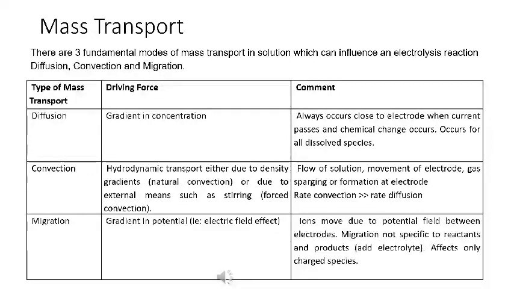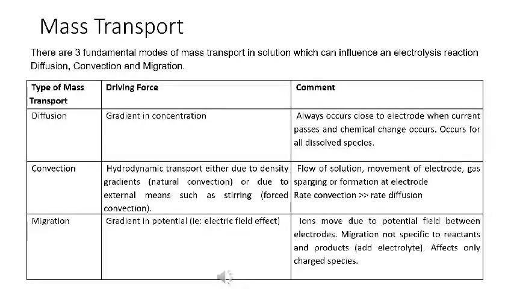The second type of mass transport is convection. It is due to forced convection, occurring either naturally or by forcing the system, such as by heating or stirring.